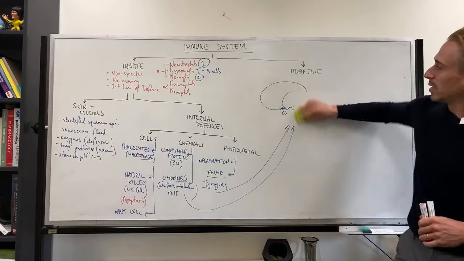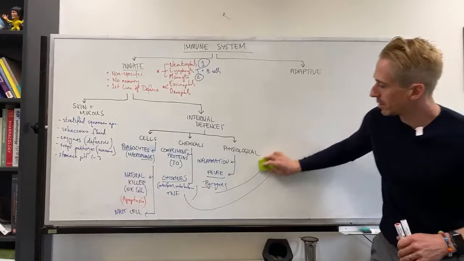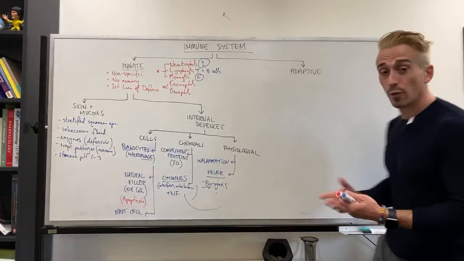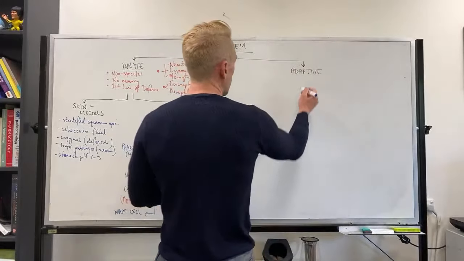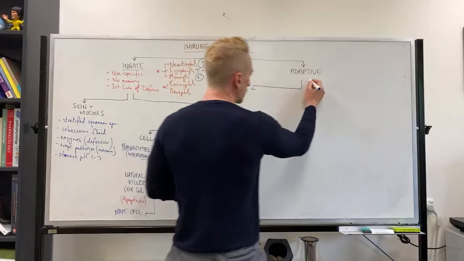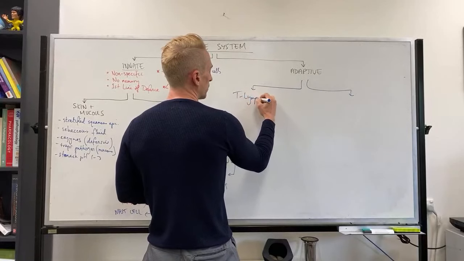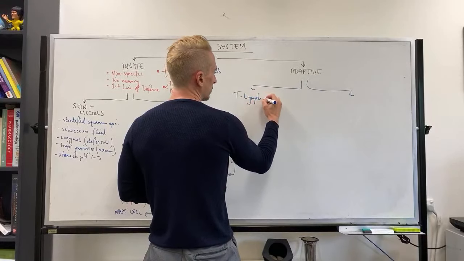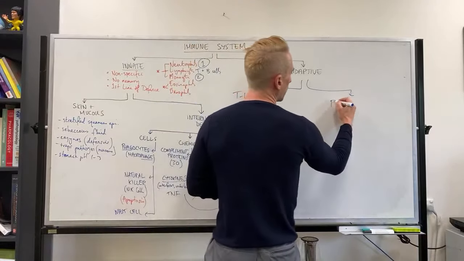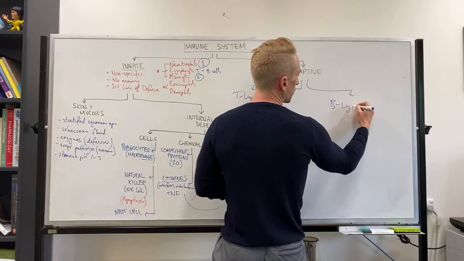All right, let's just finish with the adaptive immune system and we'll be done. Because, and we've already spoken about it, right? I already said that the adaptive immune system is made up of two things. T lymphocytes and B lymphocytes, also known as T cells and B cells.